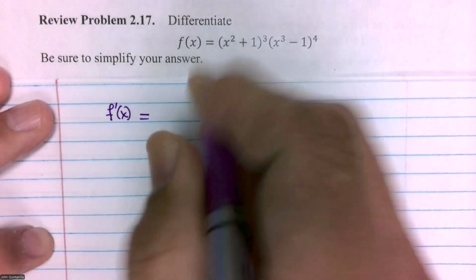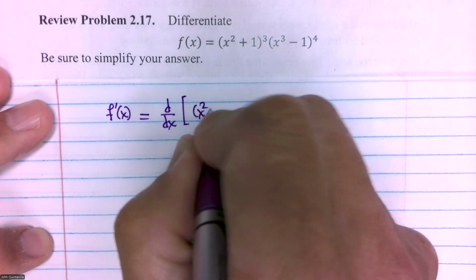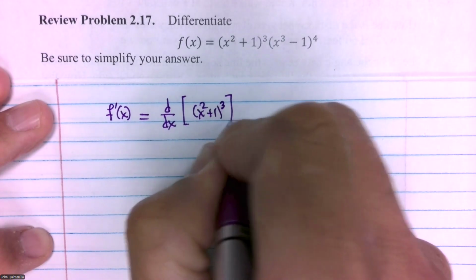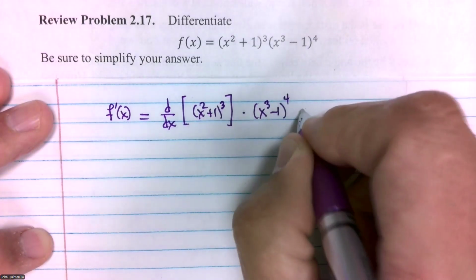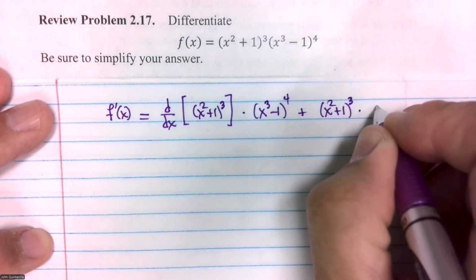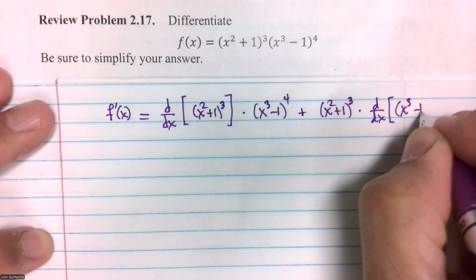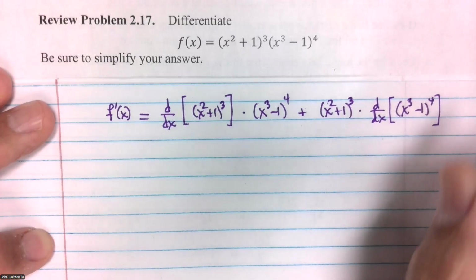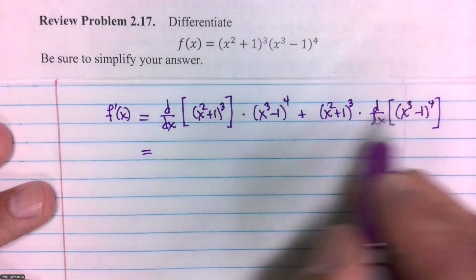So the derivative is going to be equal to the derivative of the first times the second plus the first times the derivative of the second. All right, now we figure out these two derivatives.